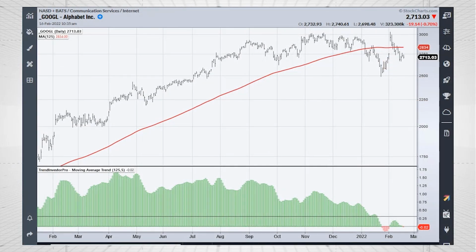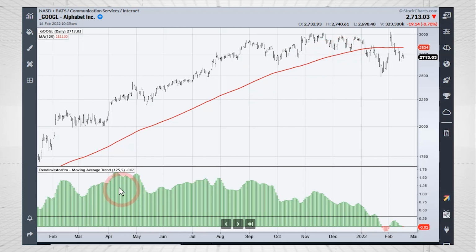So this indicator is the moving average trend. It's basically the direction of a moving average. Now, the red line is the 125-day moving average, and I'm basically looking at the 5-day rate of change for that moving average. So when the 5-day rate of change is positive, that moving average is rising, and you can see it's clearly rising here from February last year all the way up until November, December.